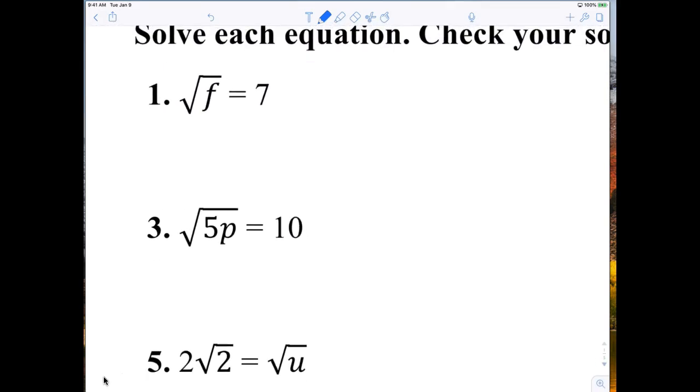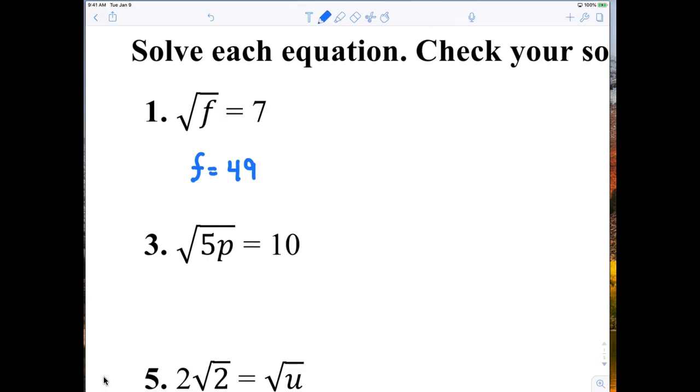Look at question number 1. I want someone to tell me the square root of what number is 7? 49. Square root of 49, so the answer is 49. Now come on, that wasn't that hard. So everybody see that? Square root of 49 is what? 7. So the answer is 49. Do you agree? Yes. All right.